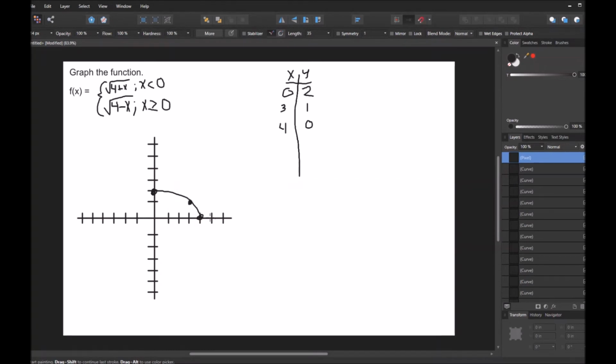And it would actually end here as well, because if we plugged in 5, for example, we'd get 4 minus 5, which is the square root of negative 1, which is an imaginary number. And because we're not dealing with imaginary numbers yet, we can't plug that in. Now if we go to the opposite side of the spectrum, for example, and we plug in something like negative 5, well, negative 5 is less than 0, so we're going to go to this top equation here.